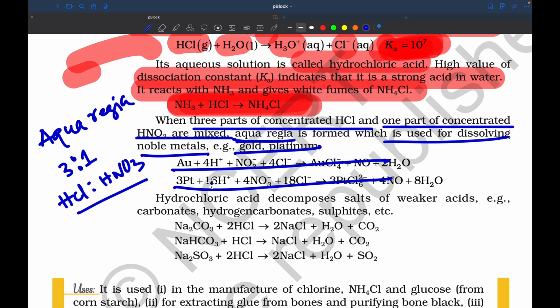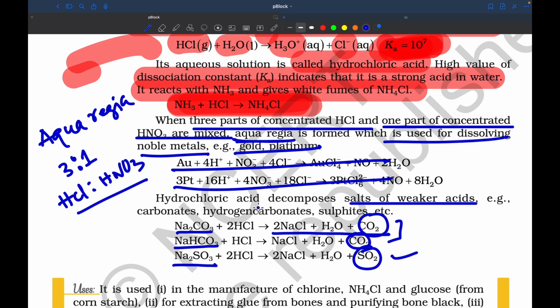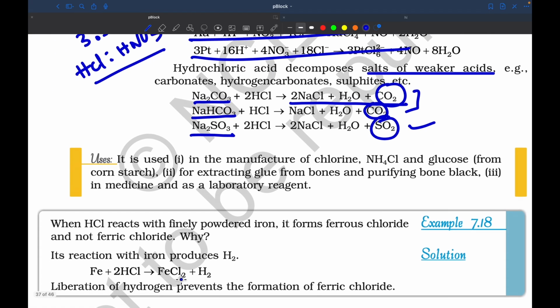So you don't need to remember the reaction, but you need to know aqua regia. Hydrochloric acid decomposes salts of weak acids. For example, carbonates, bicarbonates, and sulfides react with HCl and produce the respective gases. Carbon dioxide gas is produced in the first two reactions and sulfur dioxide gas is produced here. So these reactions take place continuously when hydrochloric acid reacts with them.